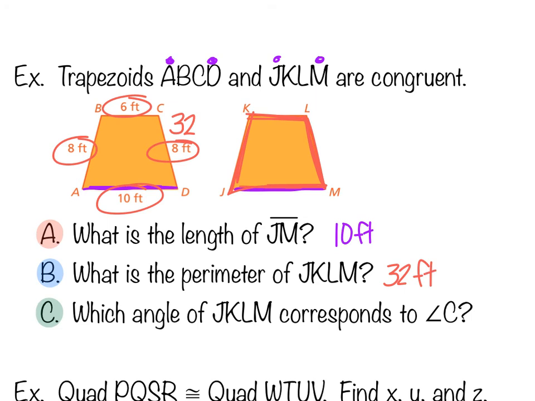And then it says in part C, which angle of JKLM corresponds to angle C? Well, you can see visually it's these two, right? But if these trapezoids had been rotated or flipped and it wasn't so easy to tell, then I could always use the congruent statement up here, which says C and L, which are in the same spot, would be corresponding to each other. So angle L is the angle that corresponds there.